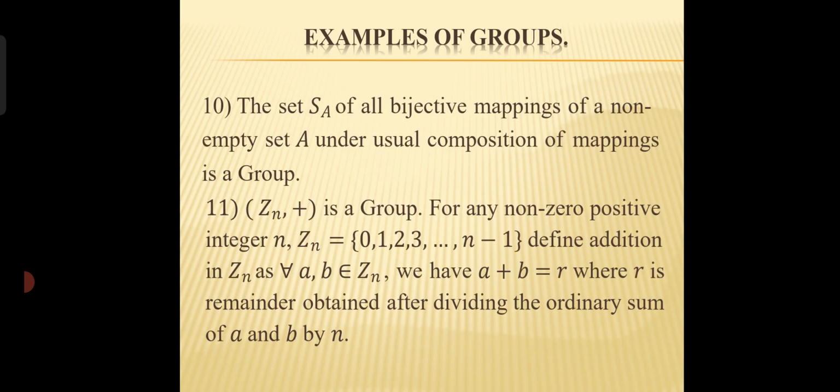Next we move towards example number 10: the set S_A of all bijective mappings of a non-empty set A under the usual composition of mappings is a group. Then Zn under the operation of addition is a group for any non-zero positive integer n.